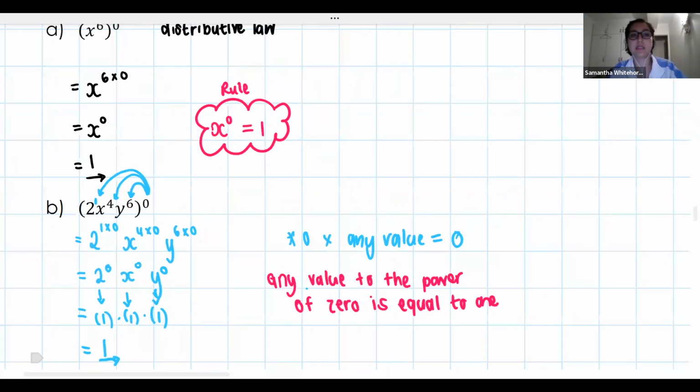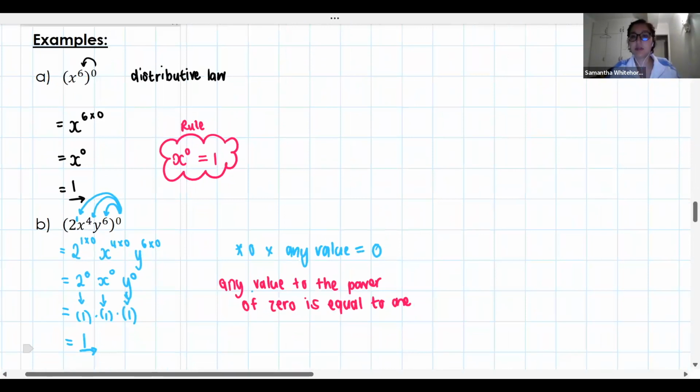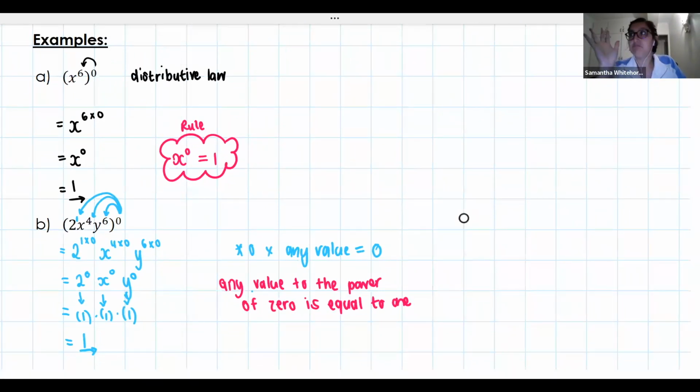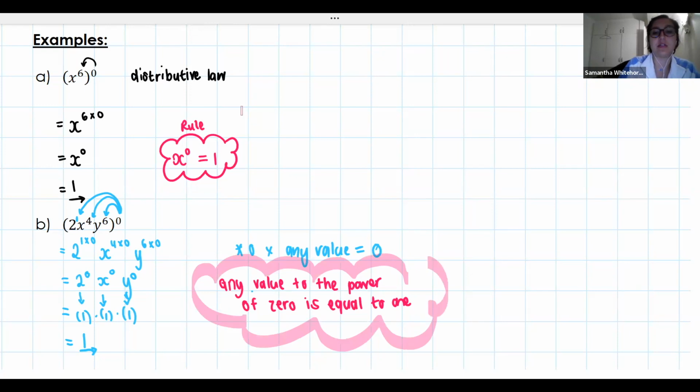Okay, so really importantly, anytime you have something to the power of 0, you actually just have a value of 1. That's the takeaway rule that you need to know. So this thing that I've written down here: any value to the power of 0 is equal to 1. Take your screenshots.